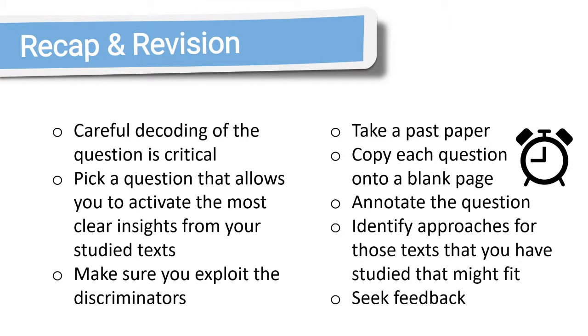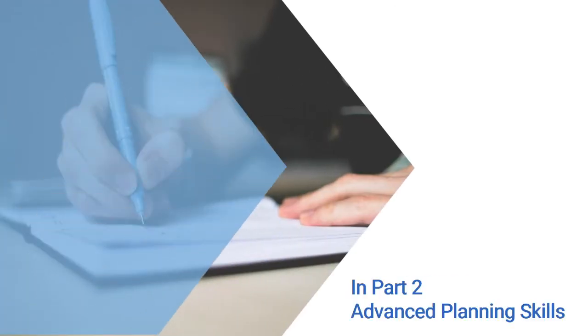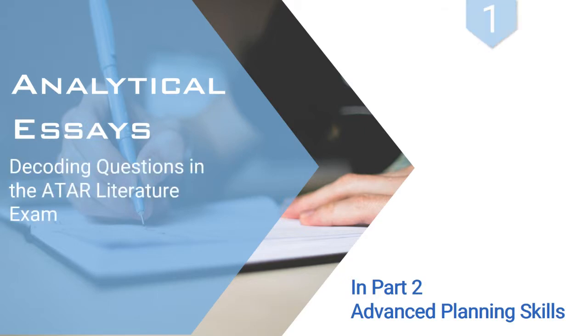So how can you go about some strategic revision? Grab a past paper, copy each question onto a blank page, a separate question per page, annotate the question, and identify approaches for those texts that you studied that might fit. And then seek feedback from your teacher on how you've decoded the question. Always seek feedback, and always do these things under time conditions and get the practice in. So I hope that's helped you with your skills of decoding questions, and in our next part we'll be looking at some advanced planning skills.